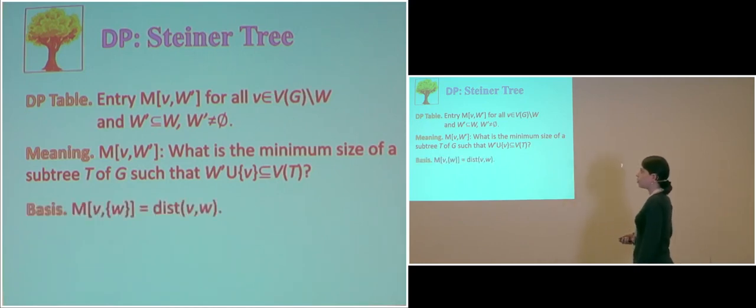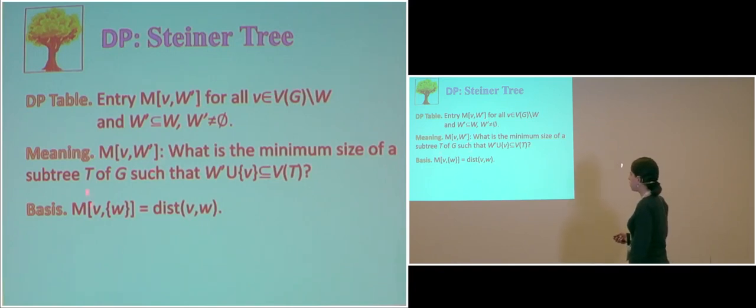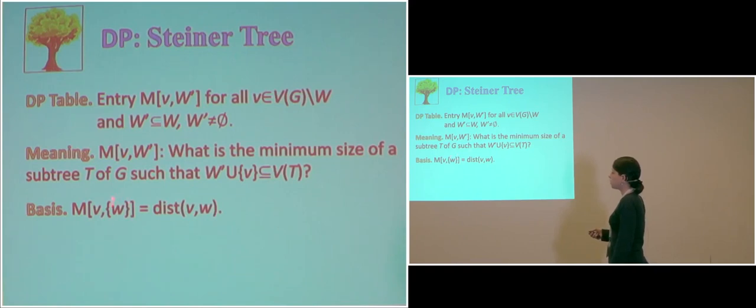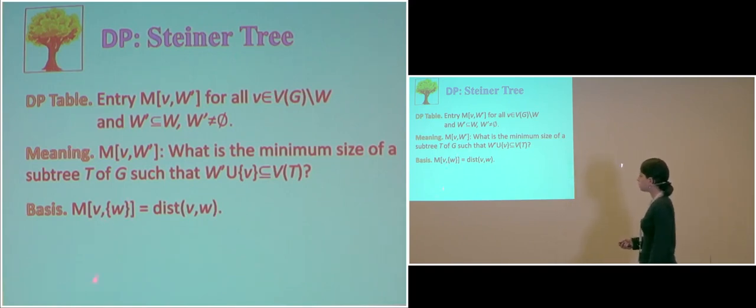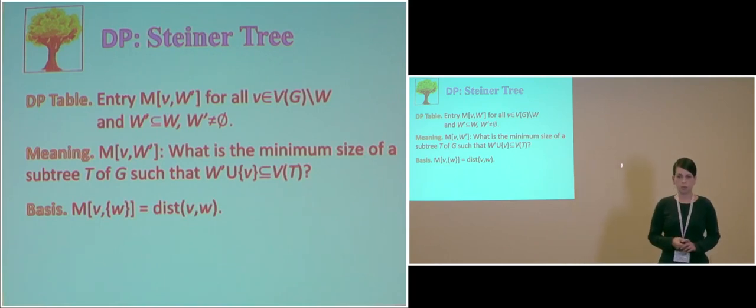So let's see how we compute this table. In the base case, the terminal set is of size 1. Then we want a tree that contains this specific terminal W and also some other vertex V, and you want to use the minimum number of edges. So we just take some shortest path between V and W. So it is the distance between V and W. That is all, when we just have two vertices that we want to connect, the terminal W and the non-terminal V. Okay?